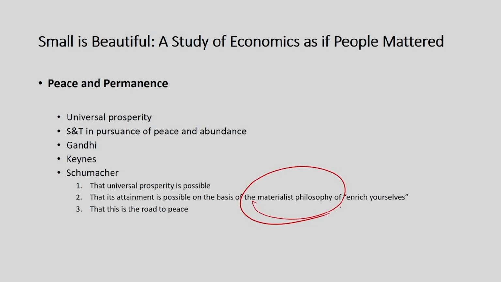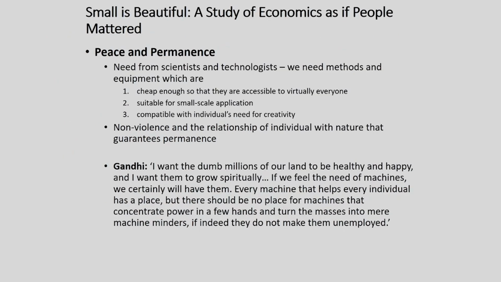Okay, and thirdly, that this is the road to peace. The question with which to start Schumacher's investigation is obviously this: is there enough to go around? Immediately we encounter a serious difficulty. What is enough? Who can tell us what is enough?